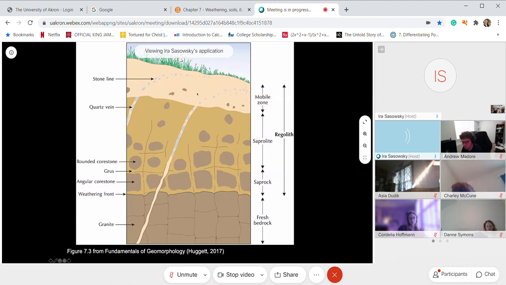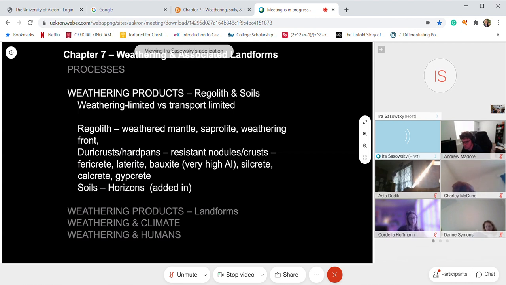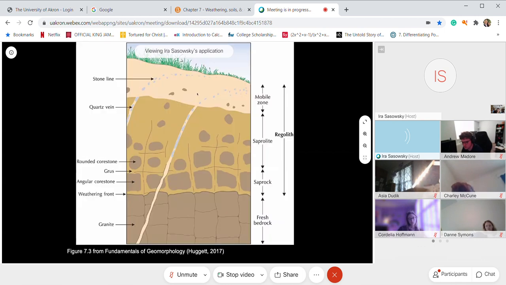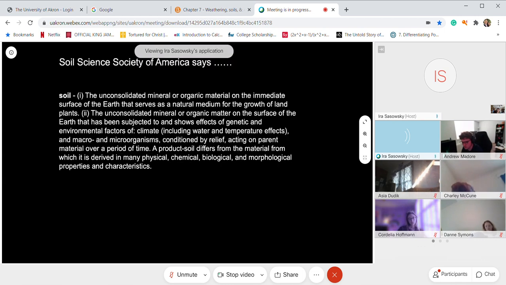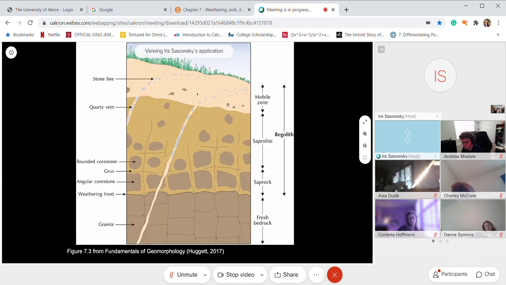Oh, let's see. So what else do we have as this material is broken up? We can create talus or scree, and we'll show some photographs of those in a little bit. That's just material that is accumulated down at the bottom of a slope. It's being transported under the force of gravity, and similar sorts of things.